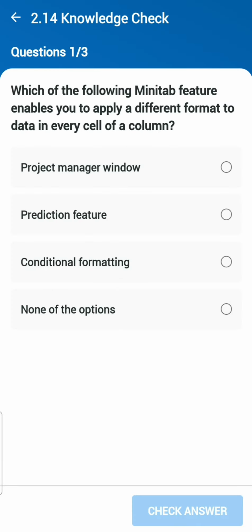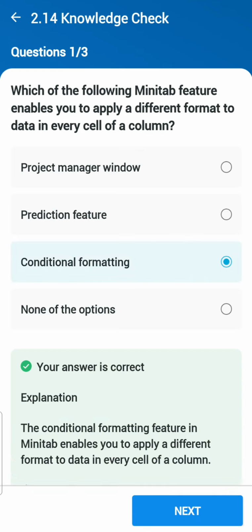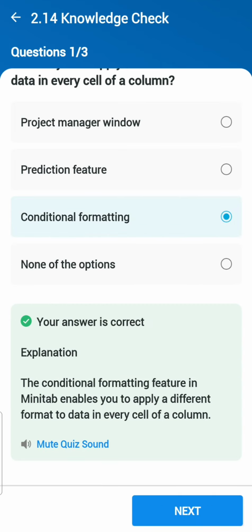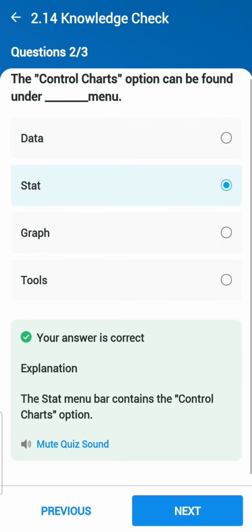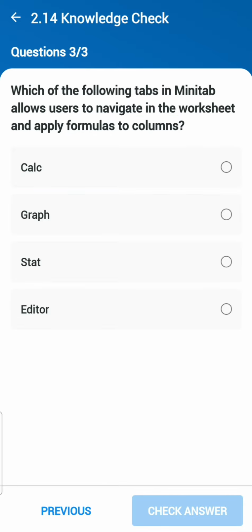Take the quiz. The first question: which of the following Minitab features enables you to apply a different format to data in every cell of a column? Conditional formatting you can do. I hope this is the right answer. This is the right answer. The next one: the control chart option can be found under dash. It can be found under the Stat menu. That's right. And let's go to the third one.